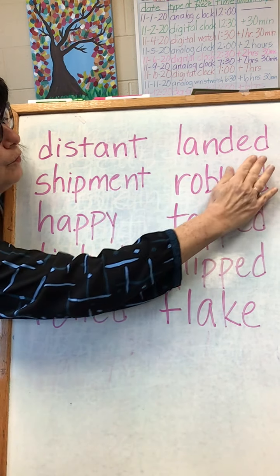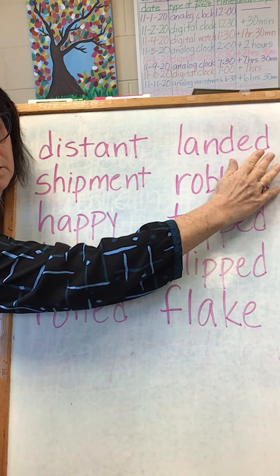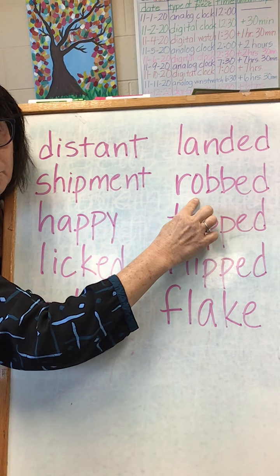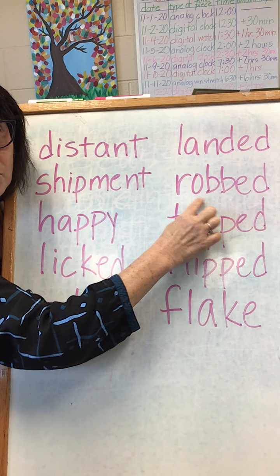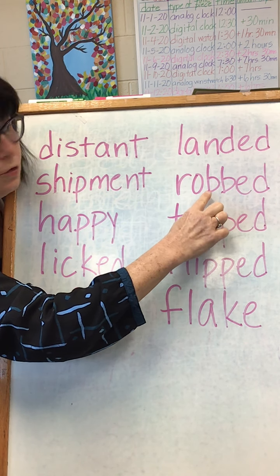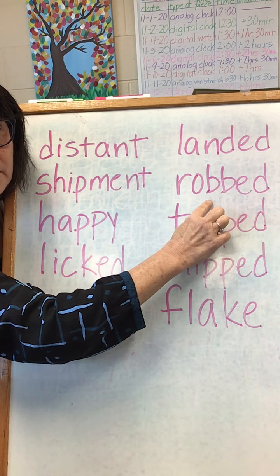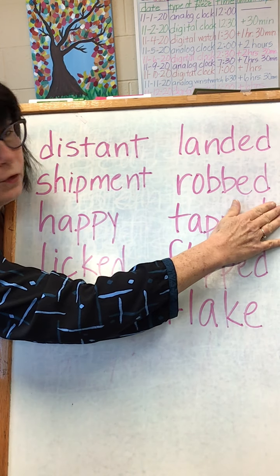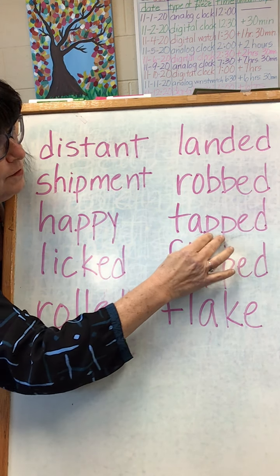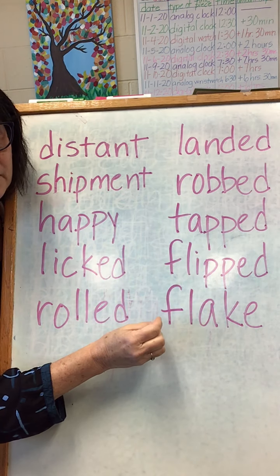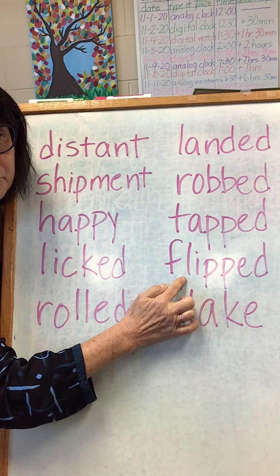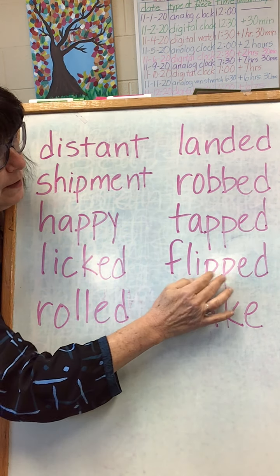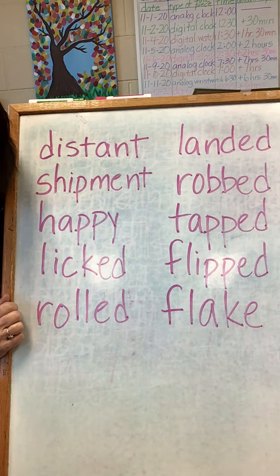The base word or the root word is rob. But when you add the duh on the end, it's a one-syllable word, one short vowel, one final consonant. So you have to double that final consonant before you add the ed. Same thing with tap. Here's your root word, tap. You have to double the final consonant before you add the ed. And the same thing with flipped. Here's your root word, flip. And then you double it and then add the suffix on the end.